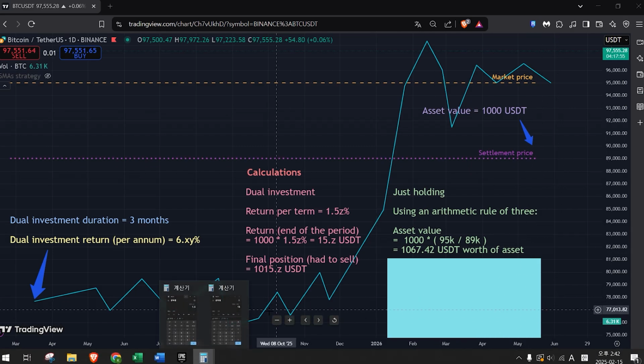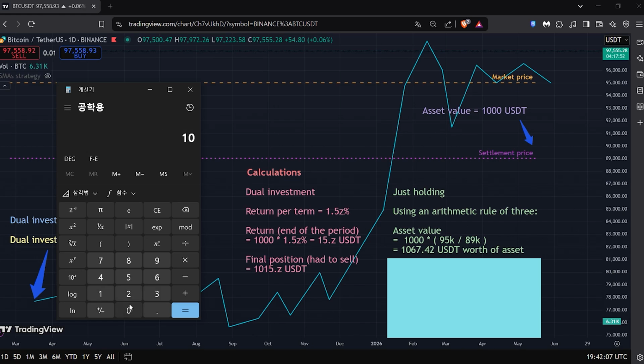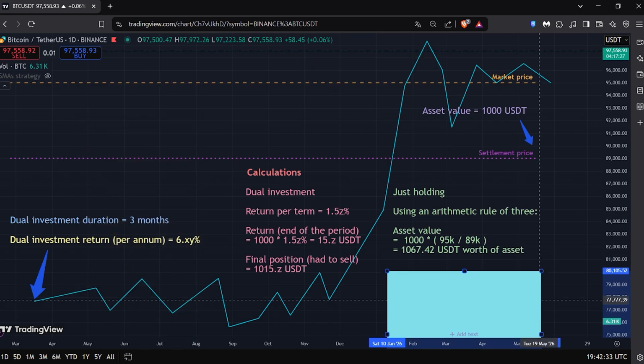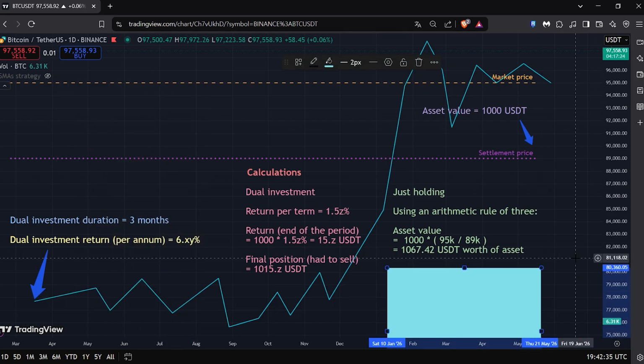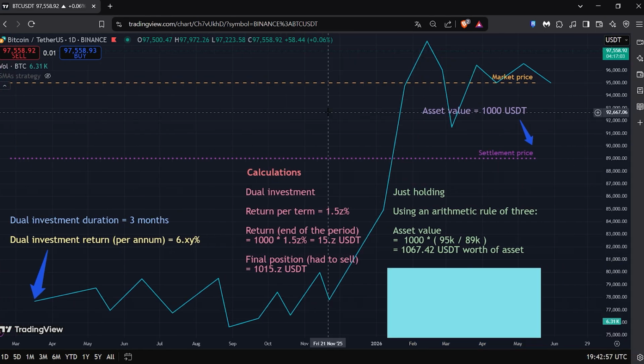So if we pull out our calculator here, let's take 1000 times parenthesis 95. We don't have to put the 3 zeros because they will be cancelled anyways. So this is the result, right? 1067.42, rounding the number. So that would have been the asset price if I just held the asset instead of making a dual investment here. Then you guys can see if I just held my assets, I wouldn't have lost that much. In this case it is $50, but it could have been way more if I invested more.